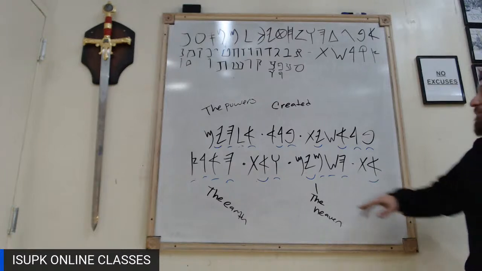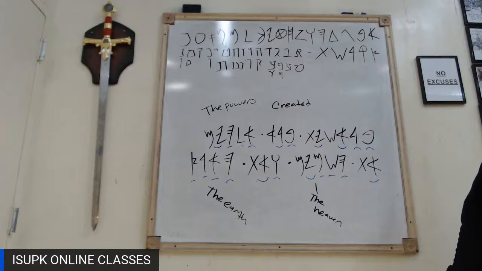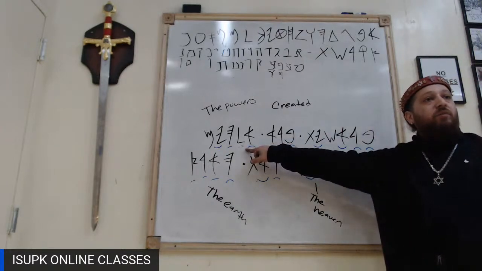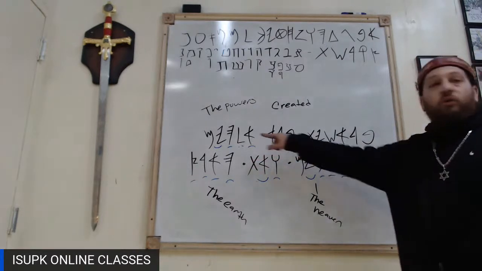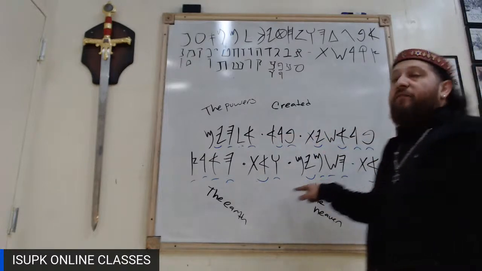Because remember, without these, how would we know what's being created? Is the power being created? No. This is letting you know that in the beginning, the powers created. What was created? The heavens and the earth.